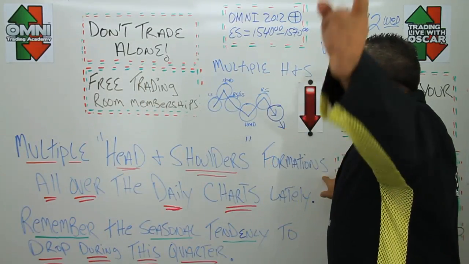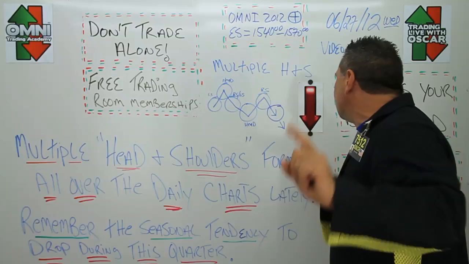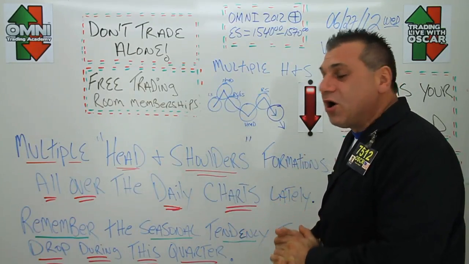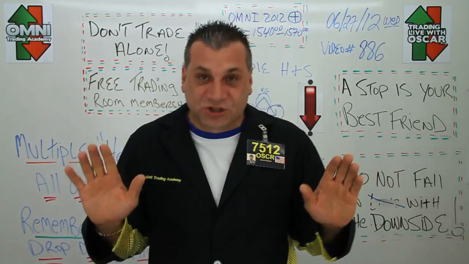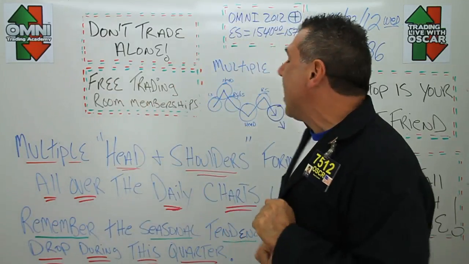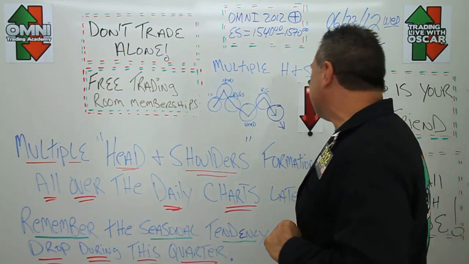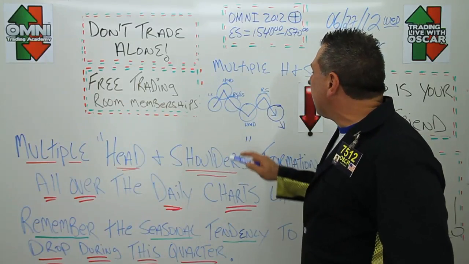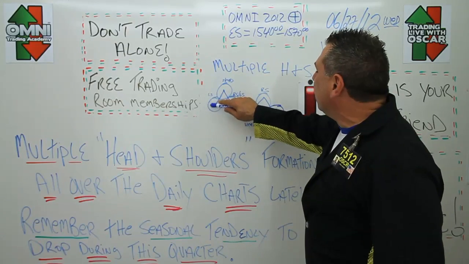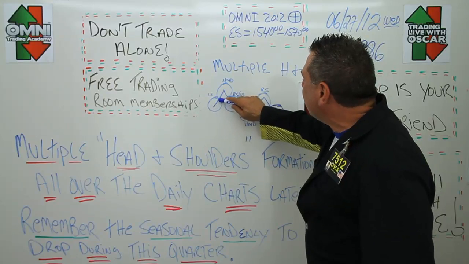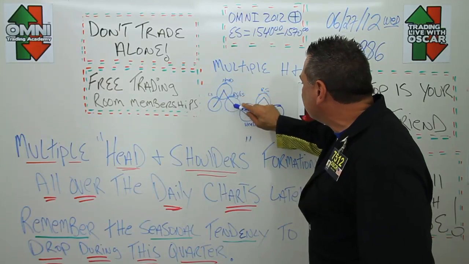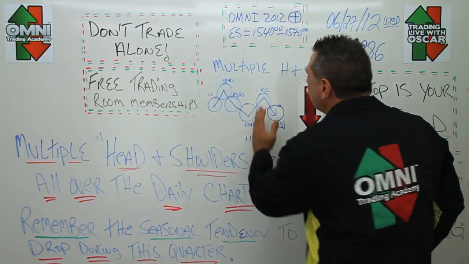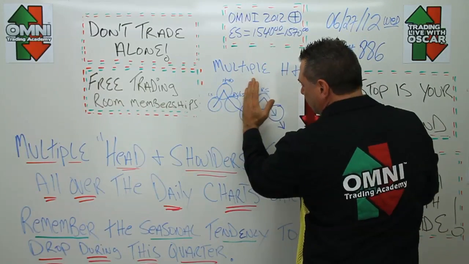Because, traders, there are multiple head and shoulders formations all over the daily charts lately. What is that? Here's a small illustration, traders. Let's say the market starts to rally up a little and then stalls and it fills in this area, and then it runs up and puts in the head and it comes back down and it fills in the right shoulder: left shoulder, head, right shoulder. You have one head and shoulders.